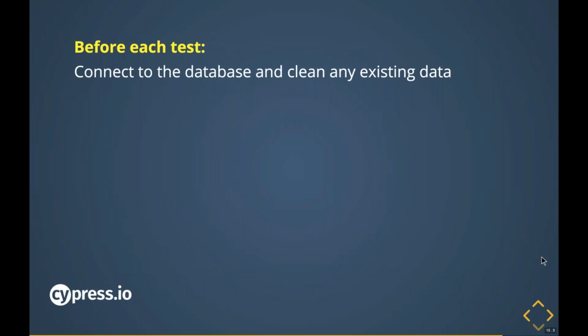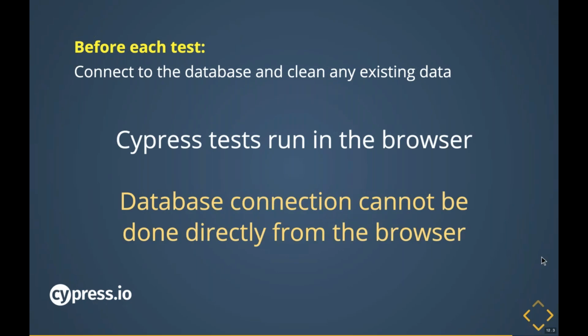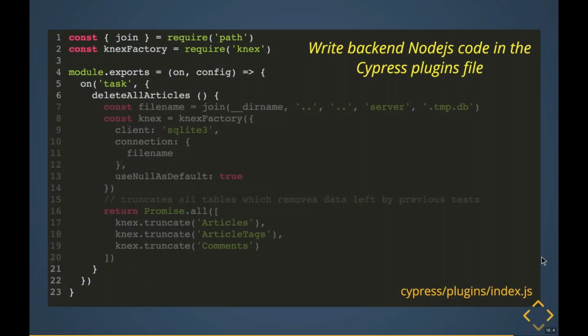So before each test, it would be nice if we could connect to the database and clean the existing data. So how do we do it? Because Cypress tests run in a browser, but the database connection has to be done from Node or the backend. It cannot be done directly from the browser. So in Cypress, we have a solution. If you need to write backend Node.js code, you don't write it in your spec file. Instead, you place your backend Node.js code in the Cypress plugins file.